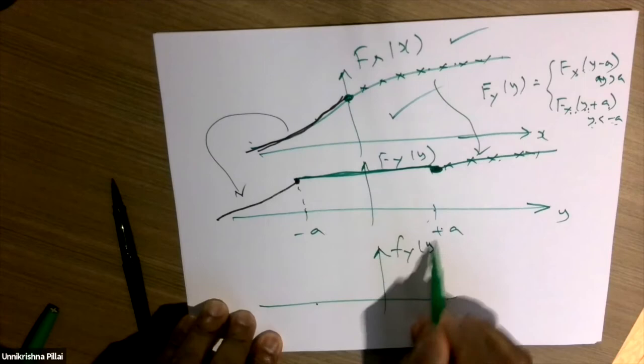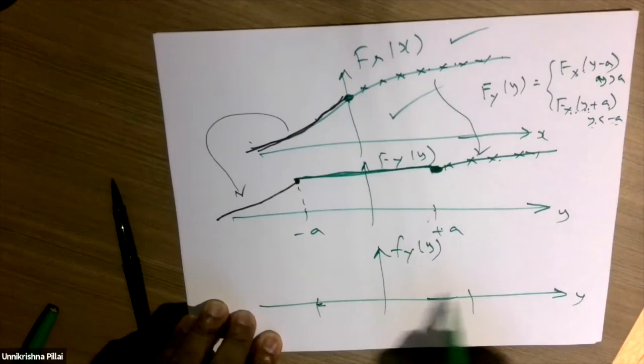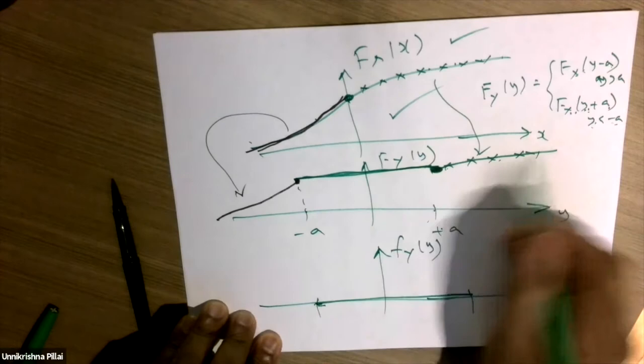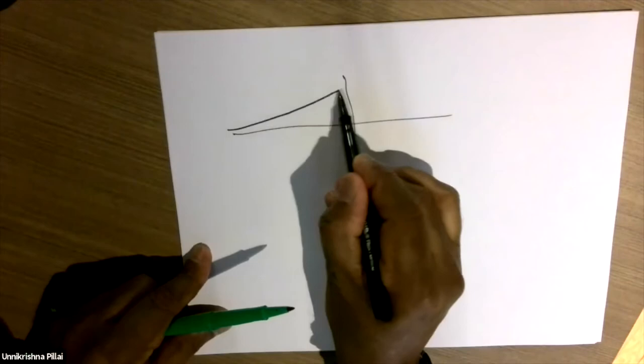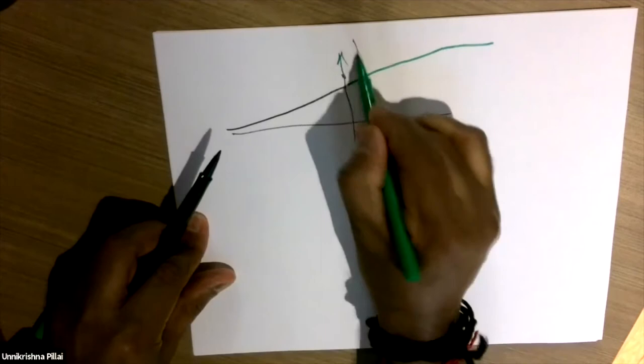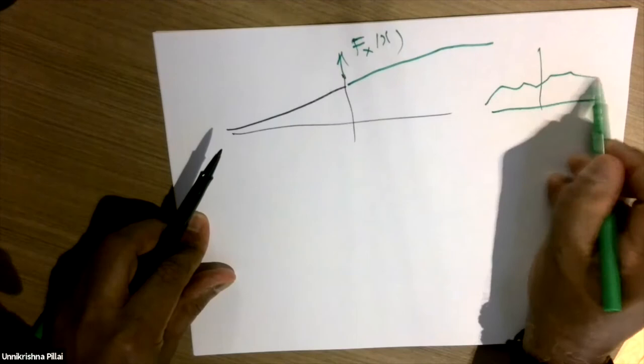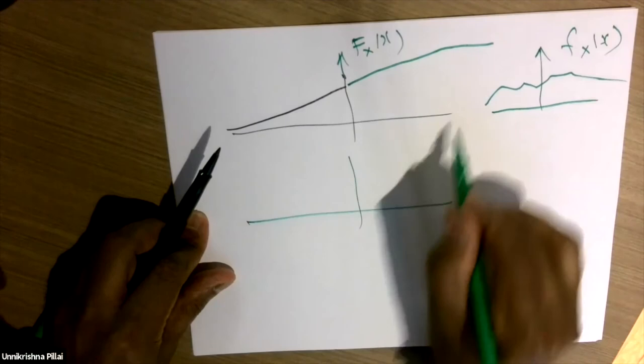So between this and this, what will be the value of the density function? Anybody? Zero here. And whatever is the derivative here, and whatever is the derivative here of this function. In other words, I'll redraw that more dramatically here. So this is f_X(x). Let's say this is f_X(x).